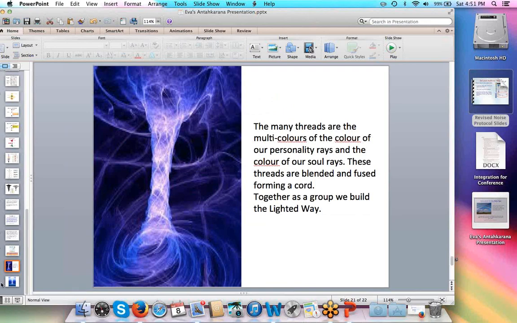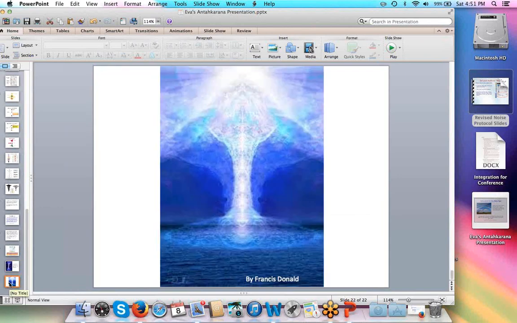And here's another beautiful depiction of that by Francis Donald. Truly the group, because we are all part of a much larger group, whether it's our soul group, the people in the Moria Federation, or humanity as a group. We're all working with this Antahkarana. We're all building it and creating this pathway of light.